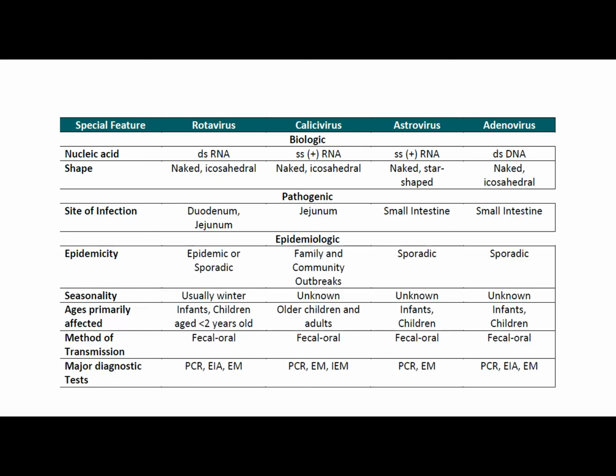So these are the test items. Take note of this. For every group of viruses, there is their biological appearance. Do take note of them. There's also the pathogenic site, basically the site of infection. The site of infection is mostly on the gastrointestinal tract, the duodenum, the jejunum. Then the epidemiology. Take note of the epidemicity, the seasonality, the ages primarily affected, the method of transmission, and the major diagnostic tests. So do memorize this table. This will definitely come out in your quiz and exam.